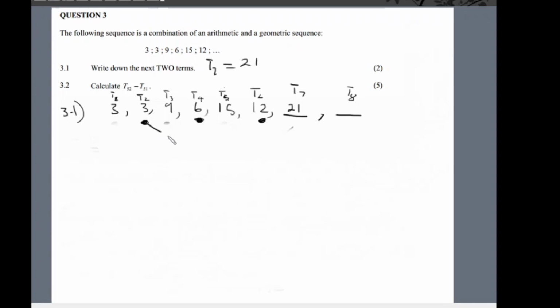To move from term 2 to term 4, that is to move from 3 to 6, they multiplied by 2. And then to move from 6 to 12, they multiplied by 2 again. Also, to move from term 6 to term 8, you multiply by 2. When you multiply 12 by 2, you get 24. Therefore, term 8 is equal to 24.